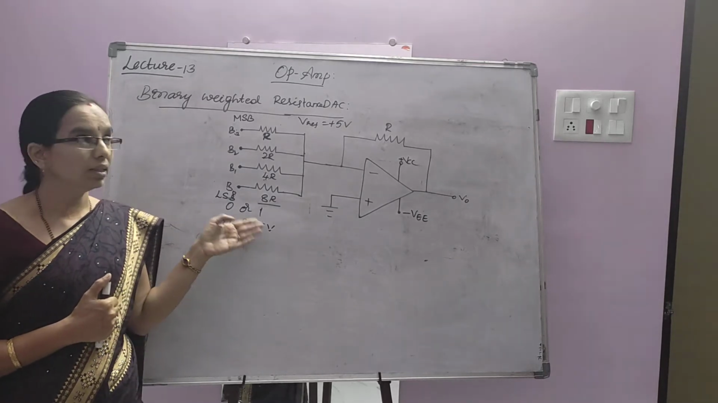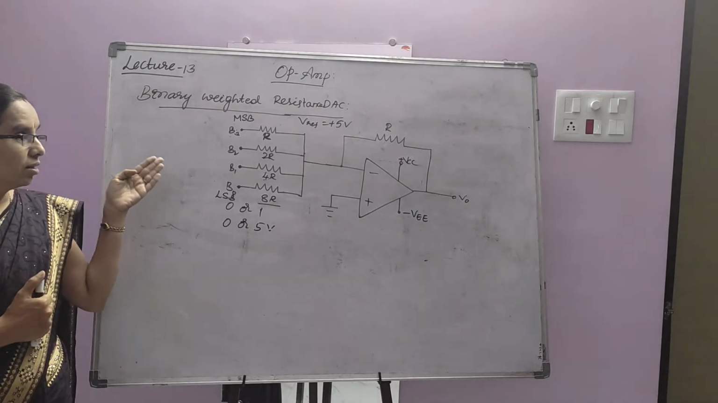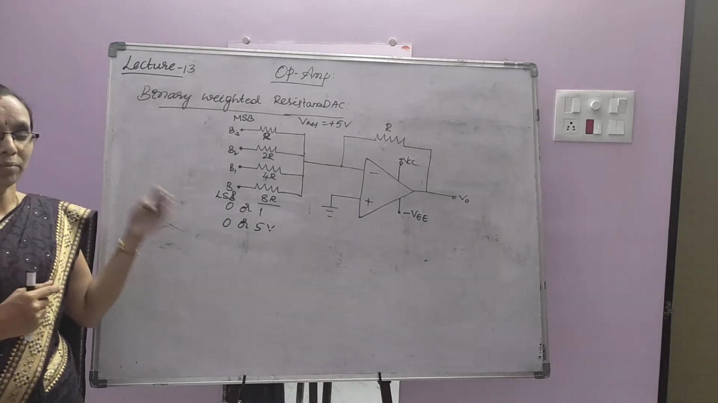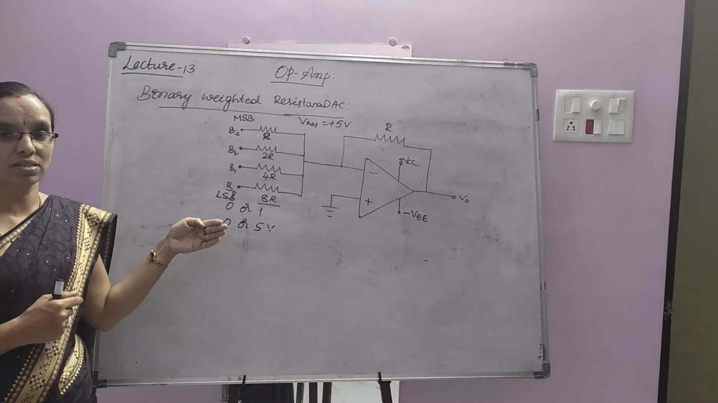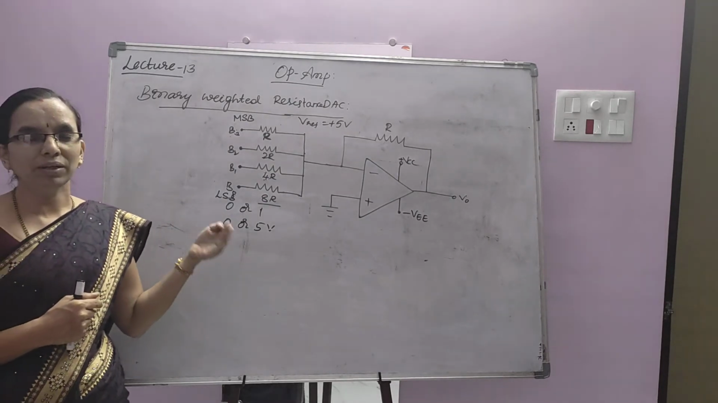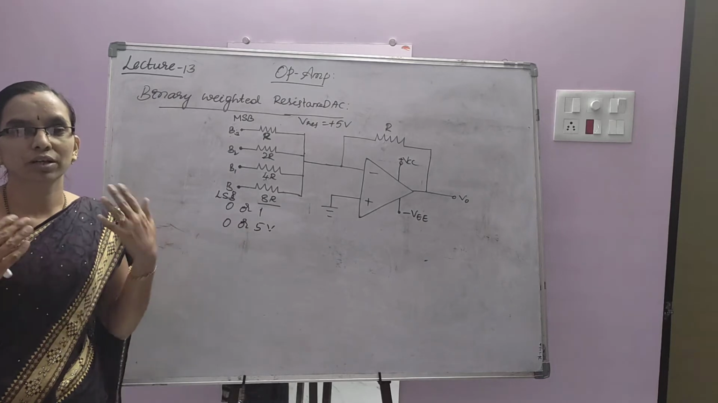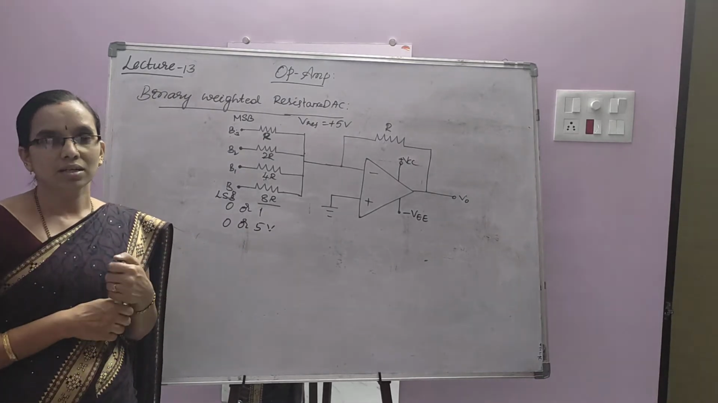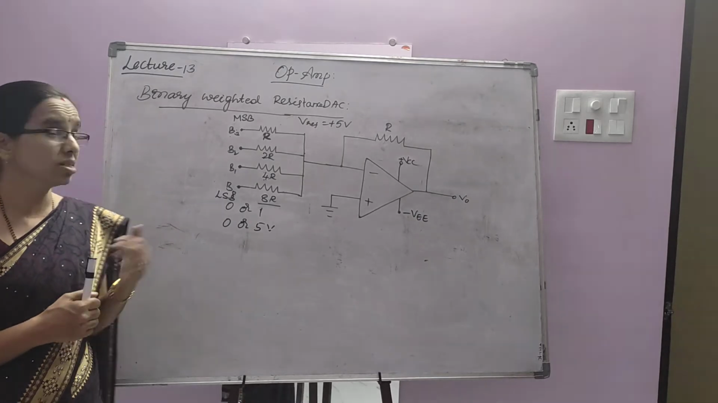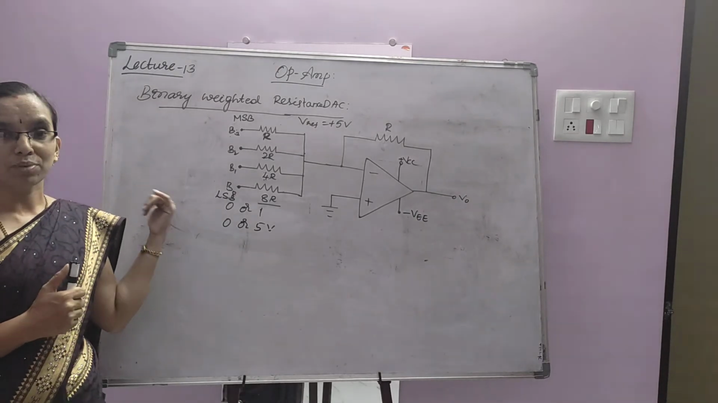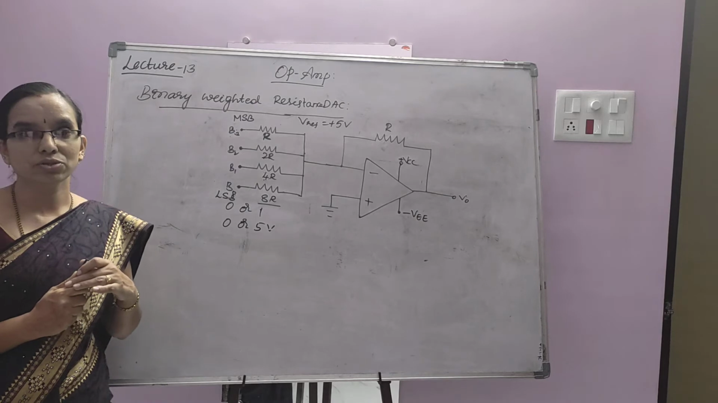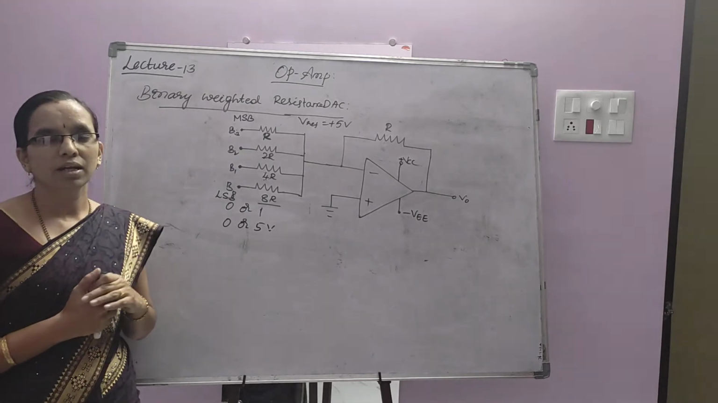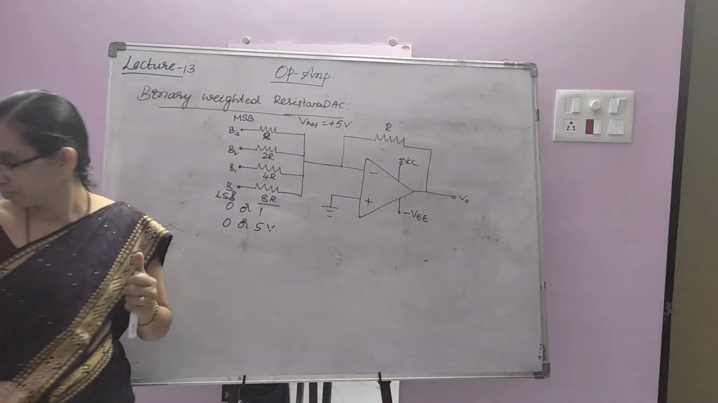So if you want 10-bit, there are 10 different values of resistors. So the circuit will be more complex. It is difficult, even impossible, to find that many different resistance values. So that is the only drawback. So this binary weighted resistance DAC is usually used whenever DACs with fewer input bits are used.